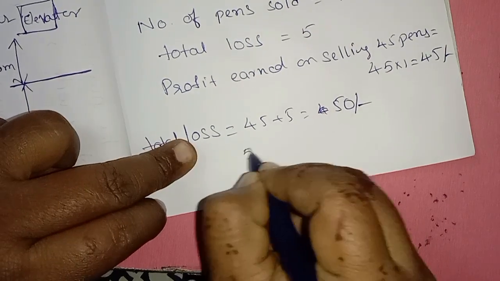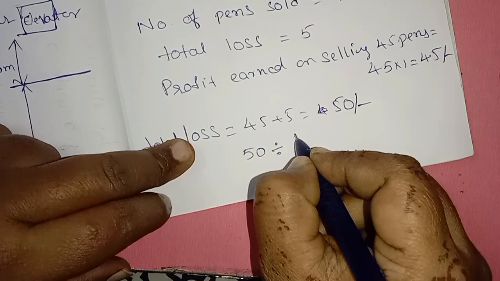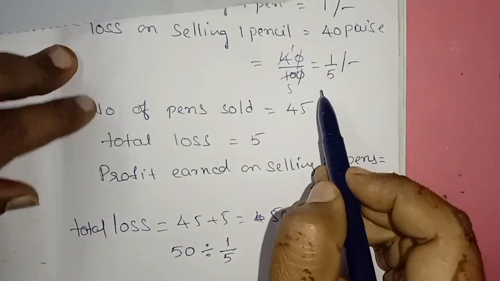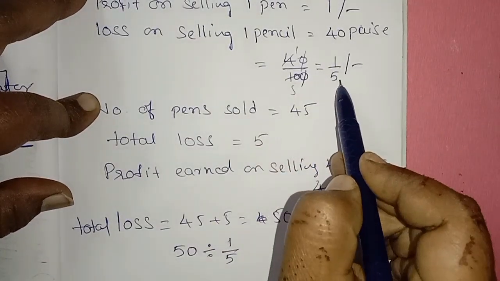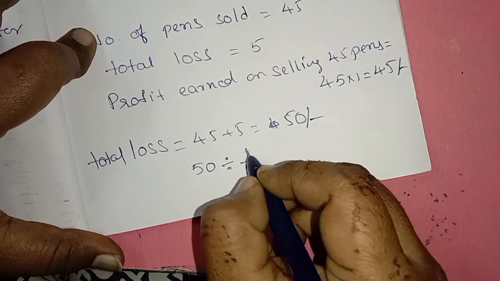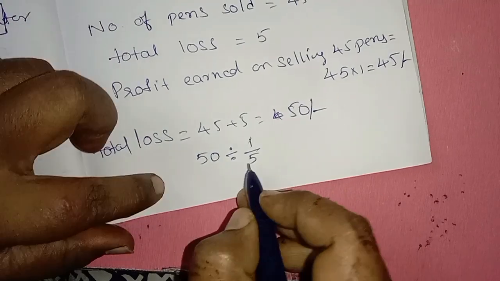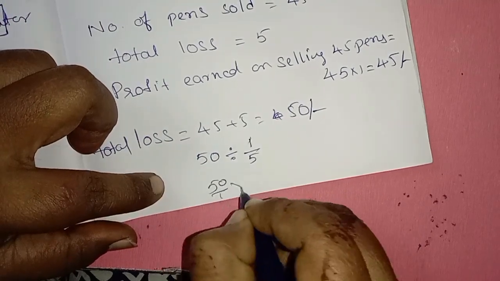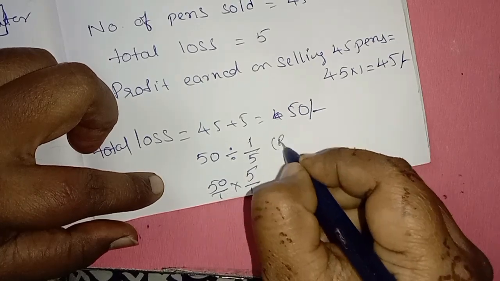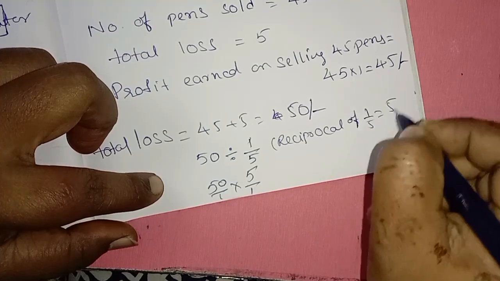So directly I am writing 50 divided by 1 by 5, the loss on each one. Here we wrote the loss on selling one pencil converted into 1 by 5, or you can write 40 by 100 also, no problem. Both will be the same. Next, 50 by 1 into 5 by 1, the reciprocal of 1 by 5 equals 5 by 1, right?